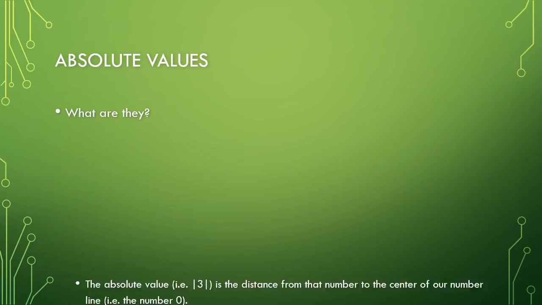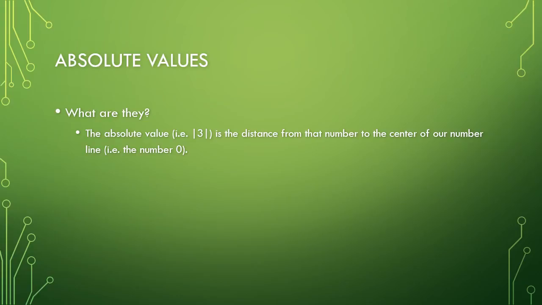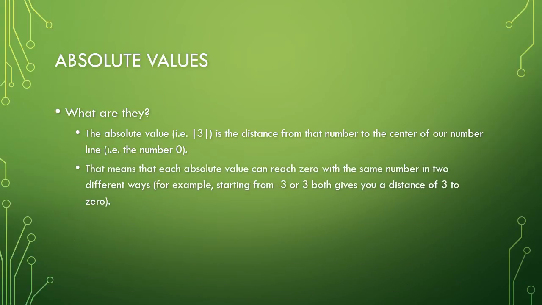What are they? An absolute value is the distance from a number to the center. So if I'm at positive 3, I count left 3 places, and it's 3 places away from 0. If I'm at negative 3, I count right 3 places, it's 3 distance from 0. That means that each absolute value can get to 0 in two different ways, a positive and a negative.